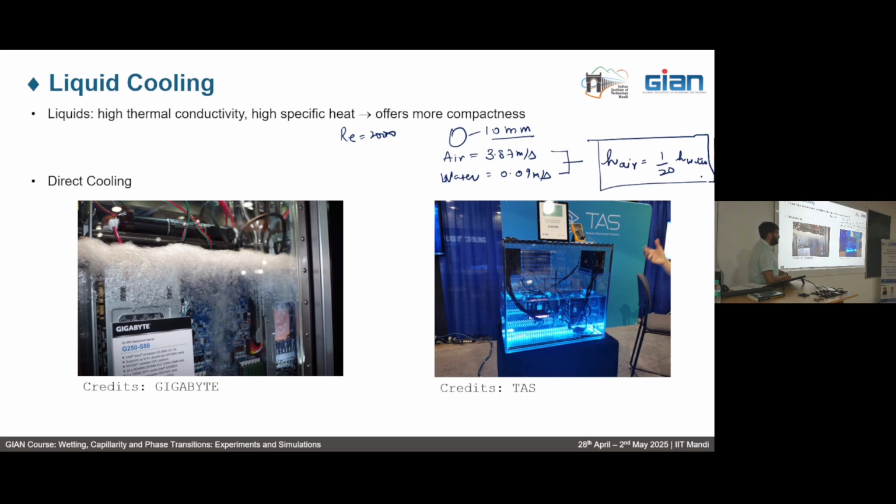Of course, liquid also has certain challenges. If leakage occurs, then that's a problem. Liquids can be more corrosive. It can degrade the tubing of the system.